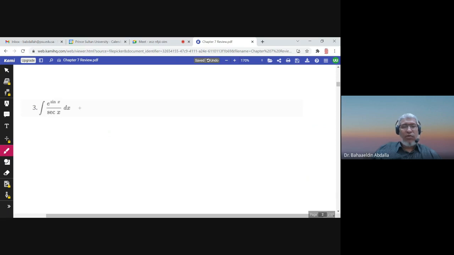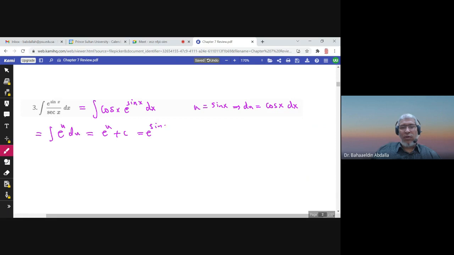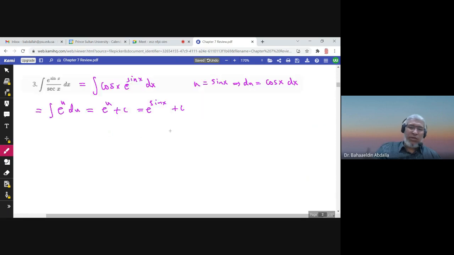Now here 1 over secant is cosine, so I can write this as cosine x times e to the power sine x. And here I see that if I take u equals sine x, then du would be cosine x dx. And then this integral would be the integral of e to the power u du. And the answer is e to the u plus c, or e to the power sine x plus c.